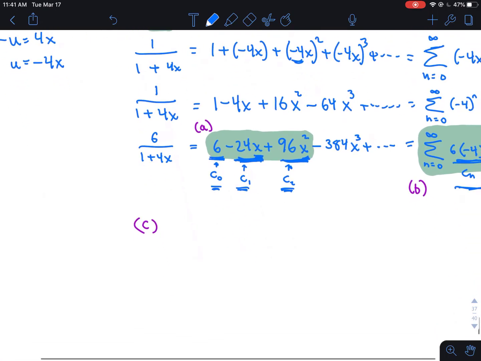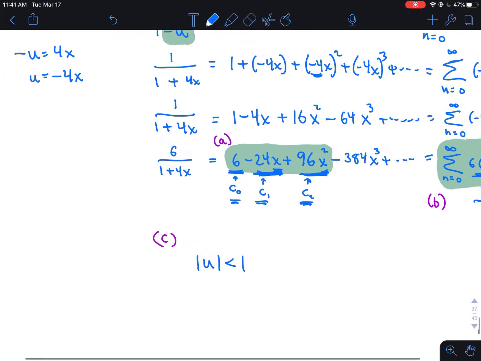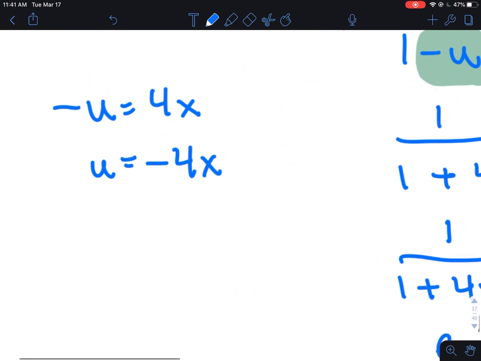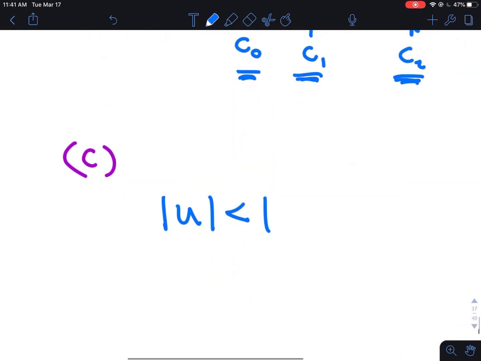And so if we start with this, that the absolute value of u is going to be less than 1, then we can go ahead and apply our substitution. So in this case, u was equal to negative 4x up here. So let's go ahead and put that in, negative 4x. And we can figure out what the interval of convergence is going to be for x. So let's go ahead and do that.